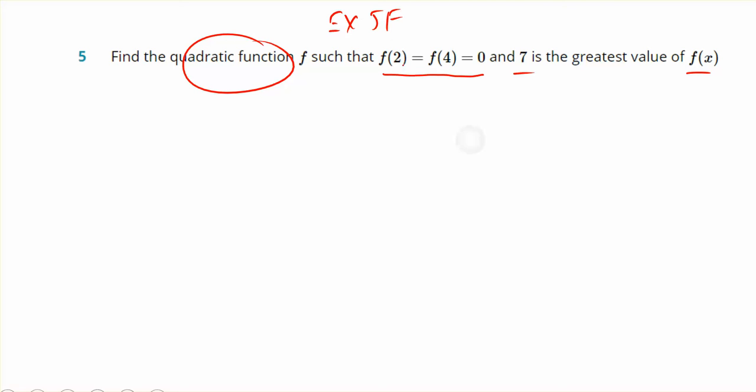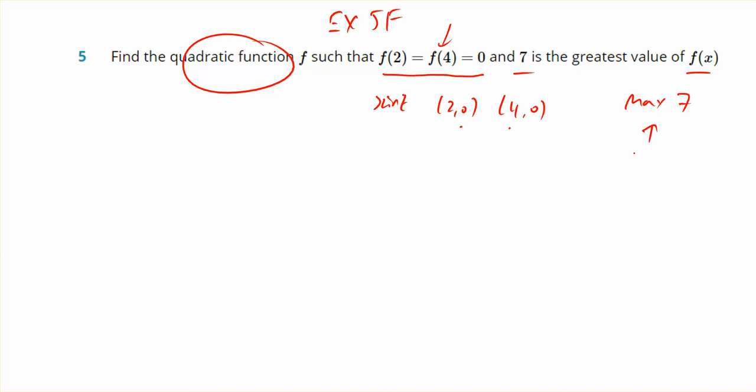Okay, so f(2) equals 0, and f(4) equals 0. We need to interpret that. What does that actually mean? Okay, f(2) equals 0. So when x equals 2, y equals 0, essentially, or f equals 0. That actually tells me that it's an x-intercept. So we have x-intercepts at (2, 0) and (4, 0). And our maximum value is 7. Okay, so we've got a quadratic, we have two x-intercepts, and we have a maximum value of 7.